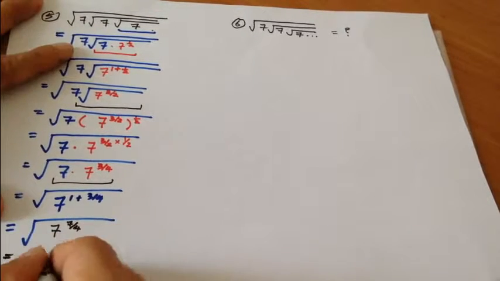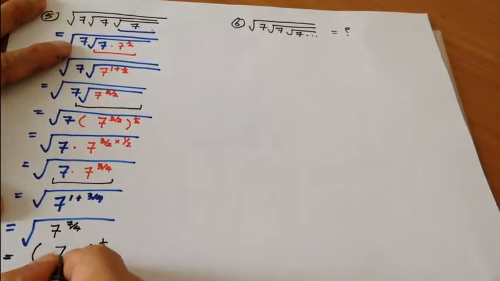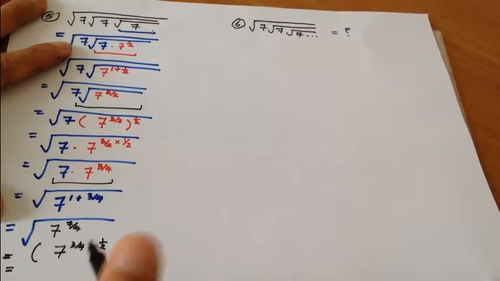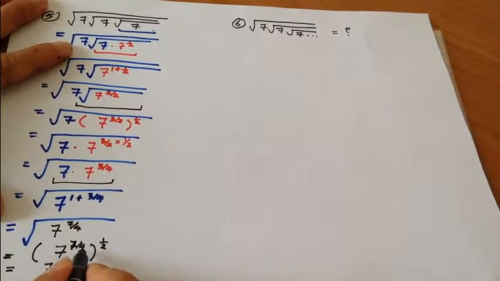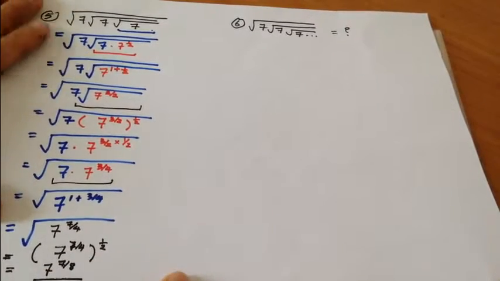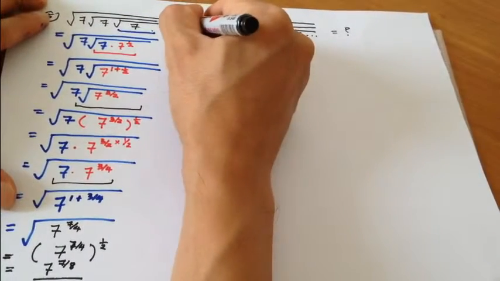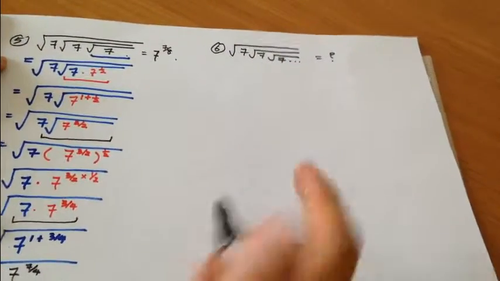Alright, and we are coming to the last step. So this square root now is changed into a bracket that is to the power of half. Inside is 7 raised to the power of 7/4. So expanding this, 7 over 4 times half will give me 7 over 8. So that's the answer. This whole thing is equal to 7 to the power of 7 over 8. Alright, so here, what's the answer to this?